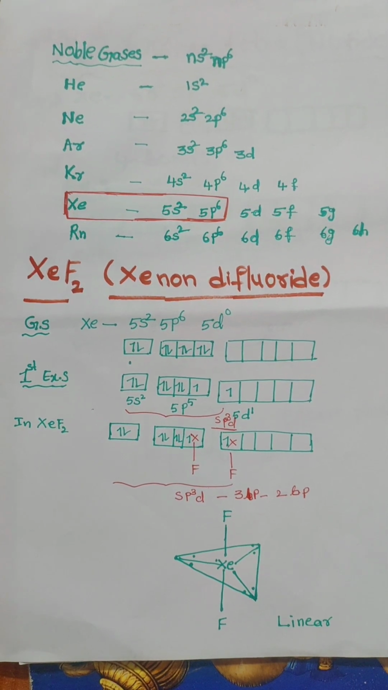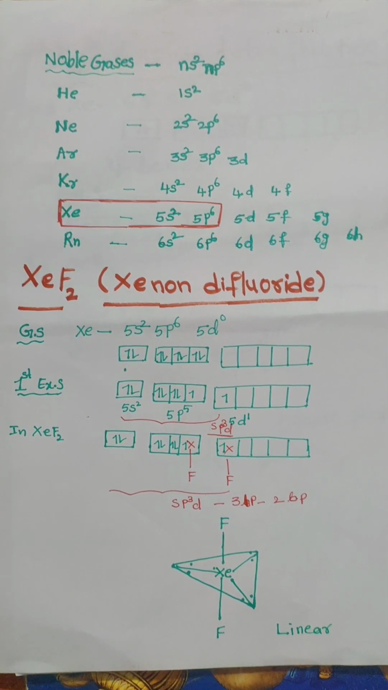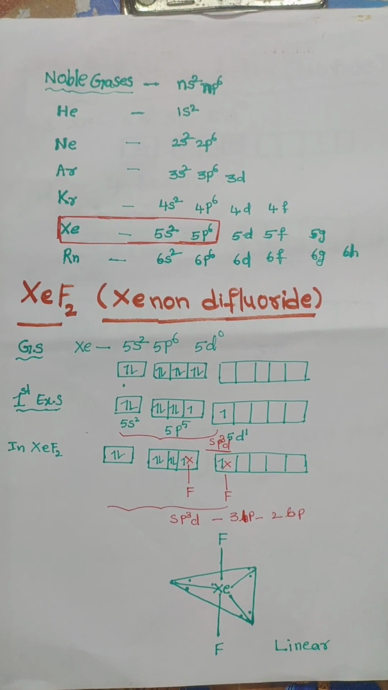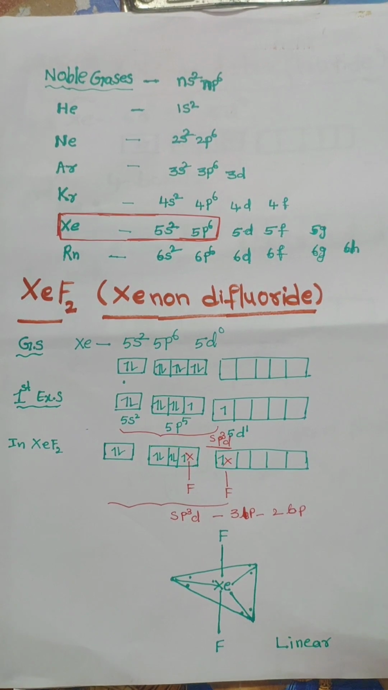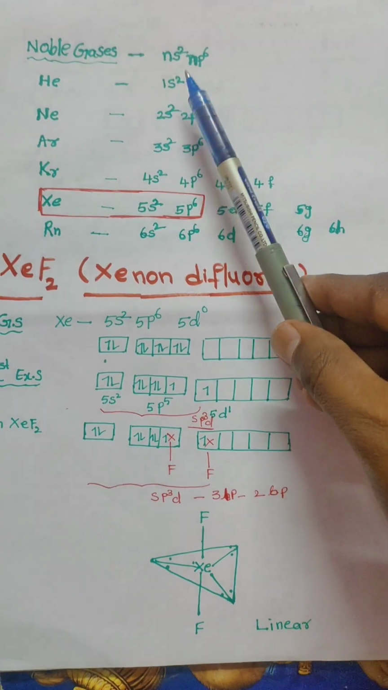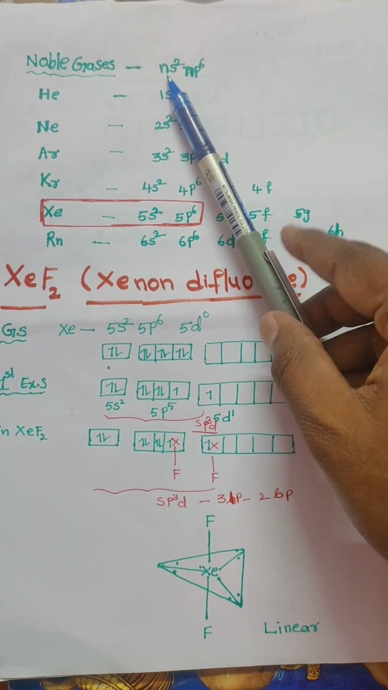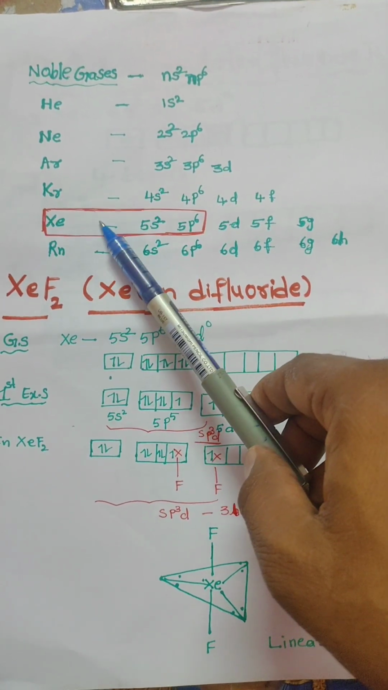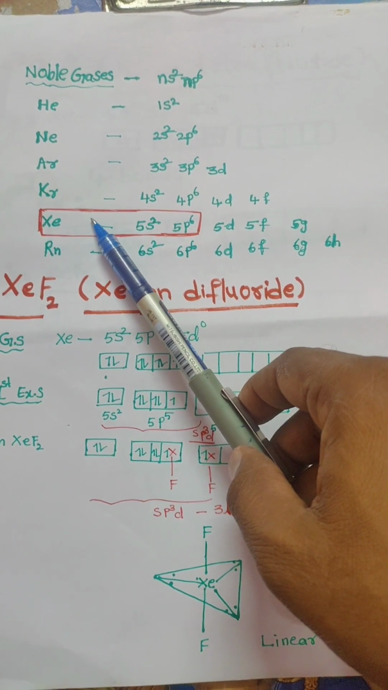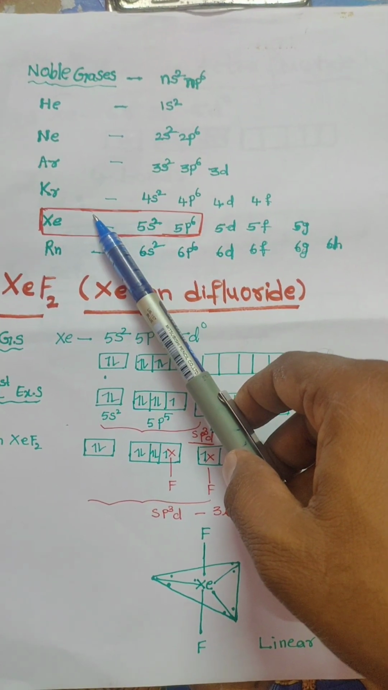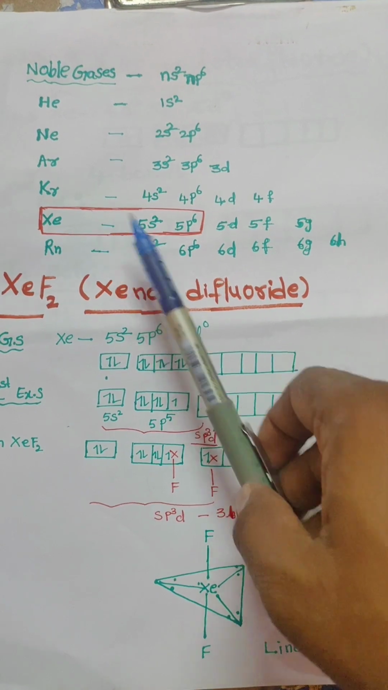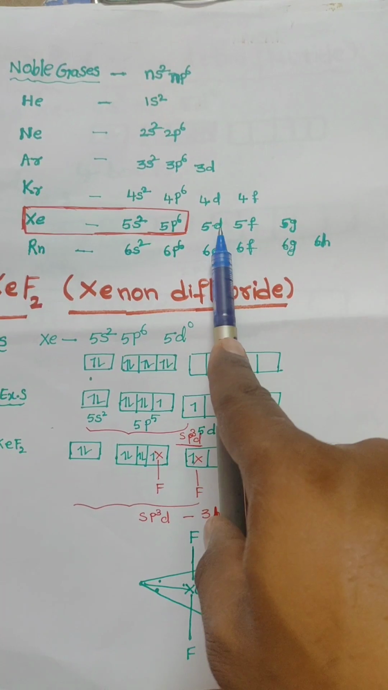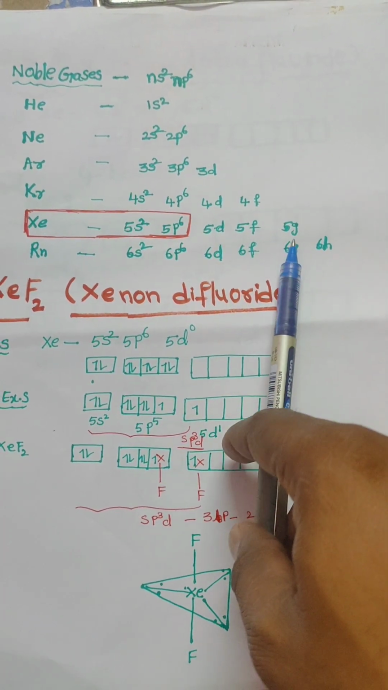Hello my dear students, in this video now we are going to learn about the hybridization and structure of the xenon fluorides. We know very well that xenon belongs to the noble gases and the general electronic configuration of the noble gases is ns2 np6 and xenon belongs to the fifth period, and we know very well that each period starts with a new shell. So the electronic configuration of the xenon becomes 5s2 5p6 and it has empty 5d, 5f and 5g orbitals.